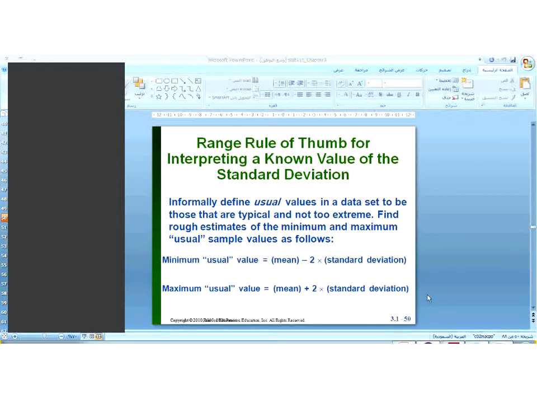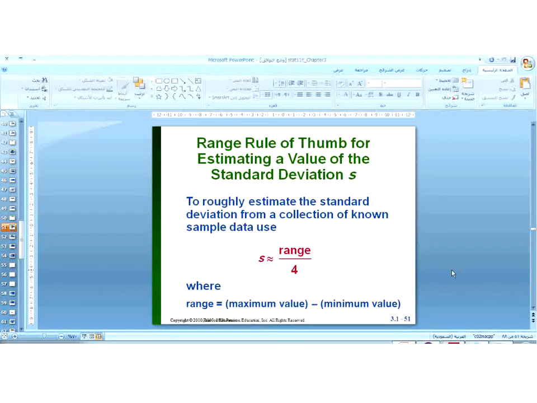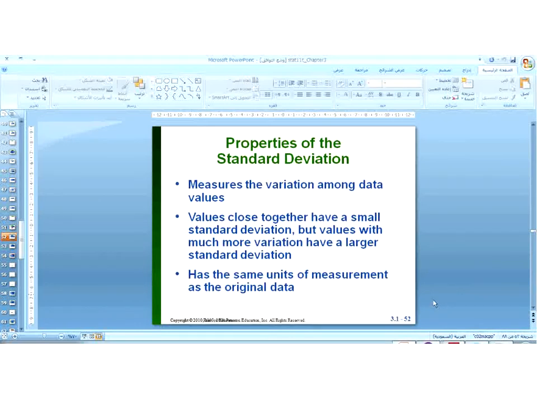So each value located between the minimum usual value and the maximum usual value will be a usual value. Other values greater than the maximum or less than the minimum are unusual, or too extreme, or outliers. To roughly estimate the standard deviation from a collection of sample data, I can use the range: S will approximately equal the range divided by 4, and we defined the range in the last lecture as the maximum value minus the minimum value.